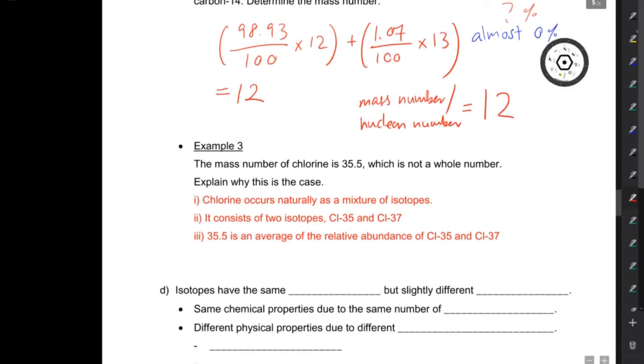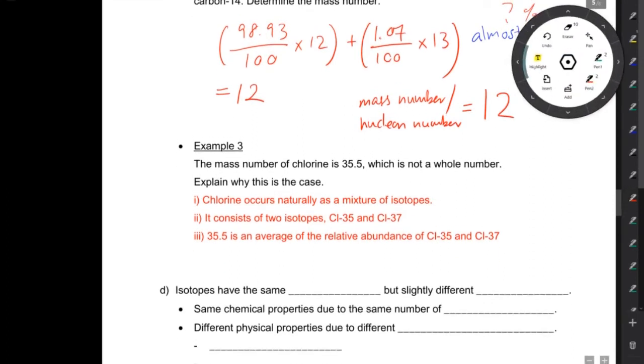Over here, you'll notice that there's a model answer provided for you to take note of. So the mass number of chlorine is 35.5, and you're asked to explain why it's not a whole number. The explanation, there's actually 3 parts to it. First, because chlorine occurs as a mixture of isotopes, and to be more exact, there's 2 possible isotopes. Right? So this 35.5 that you see is actually a result of an average of the relative abundance of each of the isotopes. And that is how you should structure your explanation in a structured question.